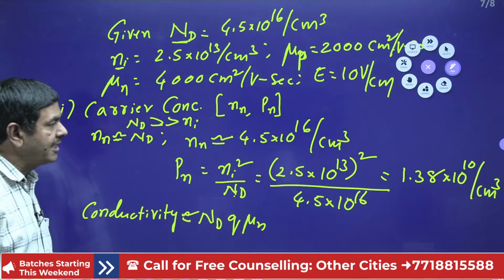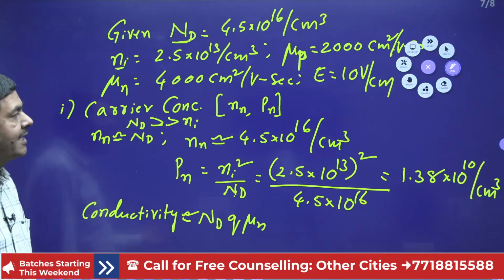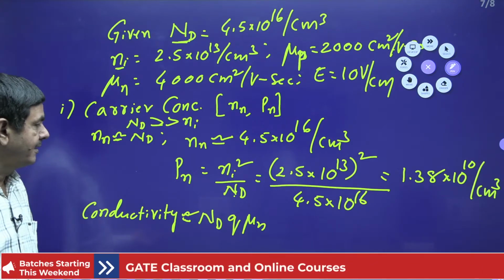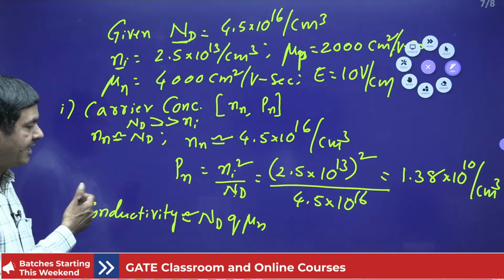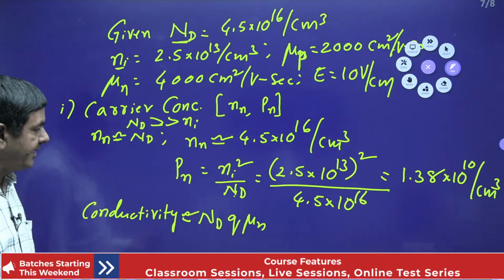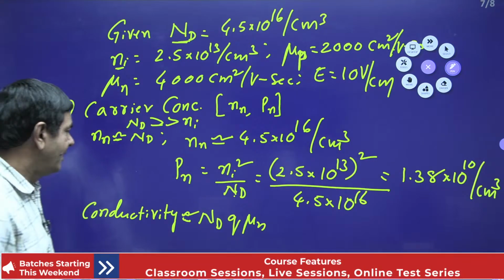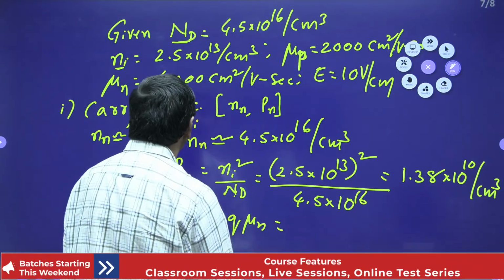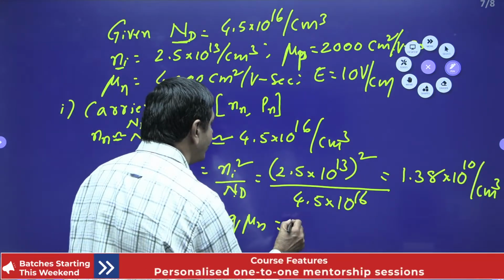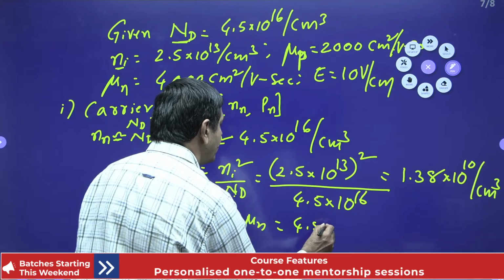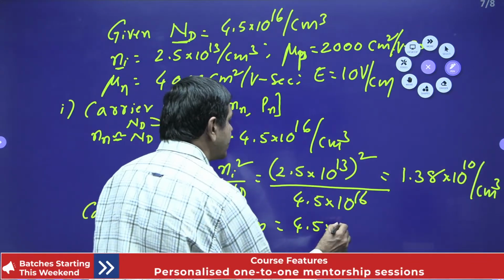The concentration of holes is very small, so we are neglecting it. Electrons are more in the n-type extrinsic semiconductor. That's why we can take ND into Q into mu N only. At that time, its value will be the ND value. We know how much it is given: 4.5 into 10 power 16 we got.